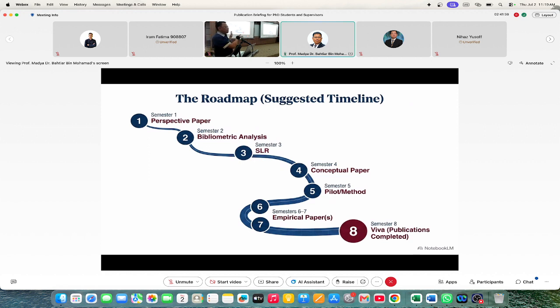Semester 1, from your research idea, you can come up with a perspective paper. Then semester 2, you can have a bibliometric, or semester 3, you have an SLR. Then you have a conceptual paper. But I don't say that you need to publish every section. But before your PhD ends, at least you have 3 opportunities to publish. Either you can publish your SLR, or bibliometric, anyone, not necessarily 3, but maybe one of these 3 you can publish. Okay.